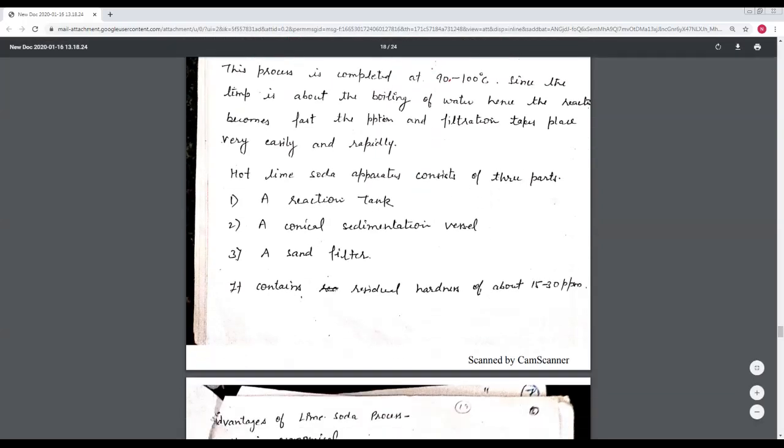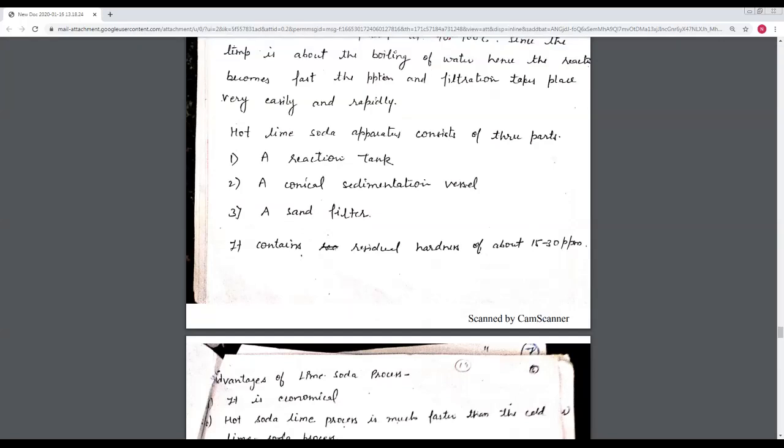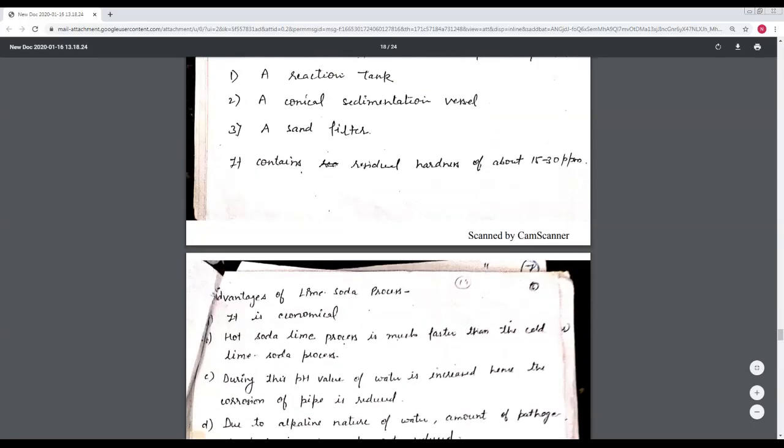It contains a residual hardness of about 15 to 30 ppm. We know that in the cold soda lime process, the residual hardness is 50 to 60 ppm. But in the hot soda lime process, the residual hardness is about 15 to 30 ppm. Okay, so this is the method of the cold soda lime process and the hot soda lime process.